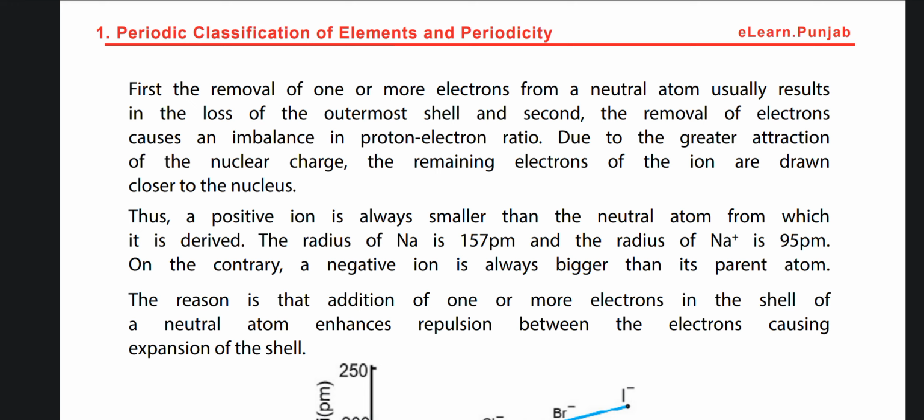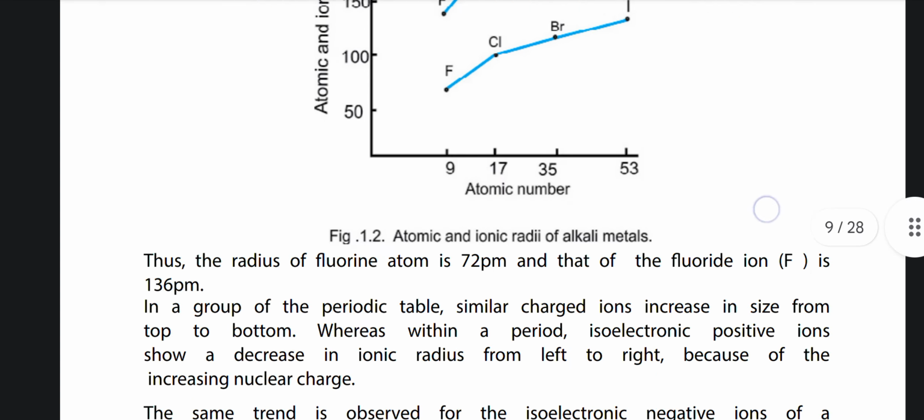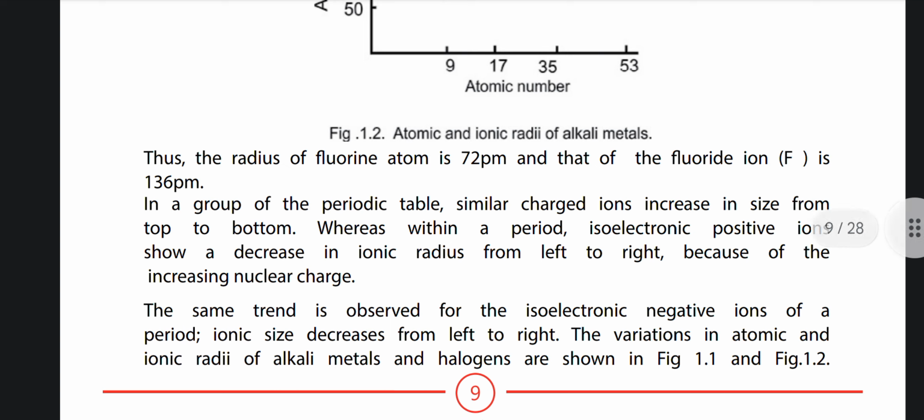The radius of sodium is 157 picometer and the radius of Na+ ion is 95 picometer. On the contrary, a negative ion is always bigger than its parent atom. The reason is that addition of one or more electrons in the shell of a neutral atom enhances repulsion between the electrons, causing the expansion of the shell. Thus, the radius of fluorine atom is 72 picometer and that of the fluoride ion is 136 picometer.